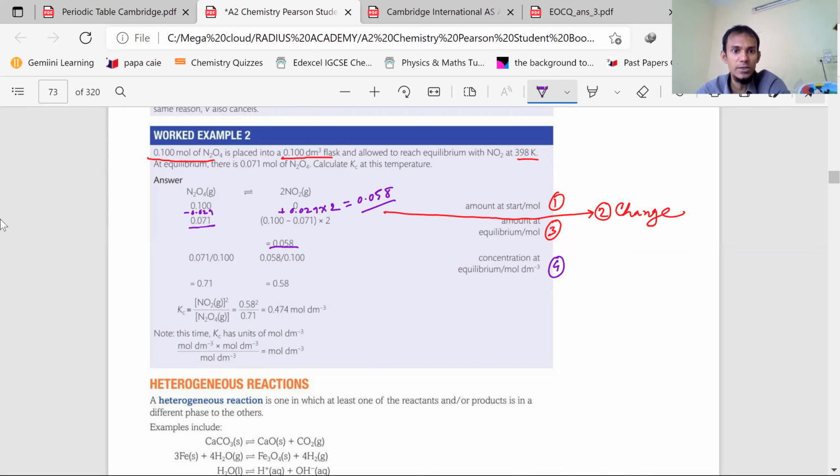If you write the Kc expression, NO2 squared divided by N2O4 is equal to 0.58 squared divided by 0.71. Now see, mole per dm cube squared divided by mole per dm cube, so mole per dm cube will remain in the numerator. So your unit is mole per dm cube. So 0.474 mole per dm cube. That is the answer. The Kc value is this, and the unit is this. You understand? Yes, sir.